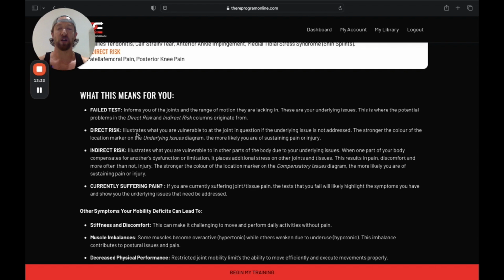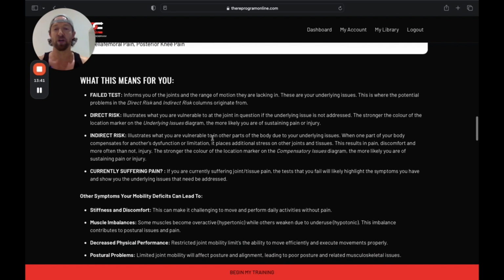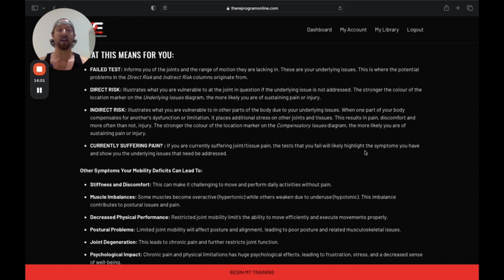Direct risk illustrates what you're vulnerable to at the joint in question if the underlying issue is not addressed, which is what we said. Indirect risk illustrates what you're vulnerable to in other parts of the body due to the underlying issue. So you can see it kind of all knocks on. You've got the cause, and then injuries are the direct risk of that cause, and then the compensation patterns, the indirect risks. And then if you are currently suffering pain, the test that you fail will likely highlight the symptoms you have and show you the underlying issues that need to be addressed, okay?